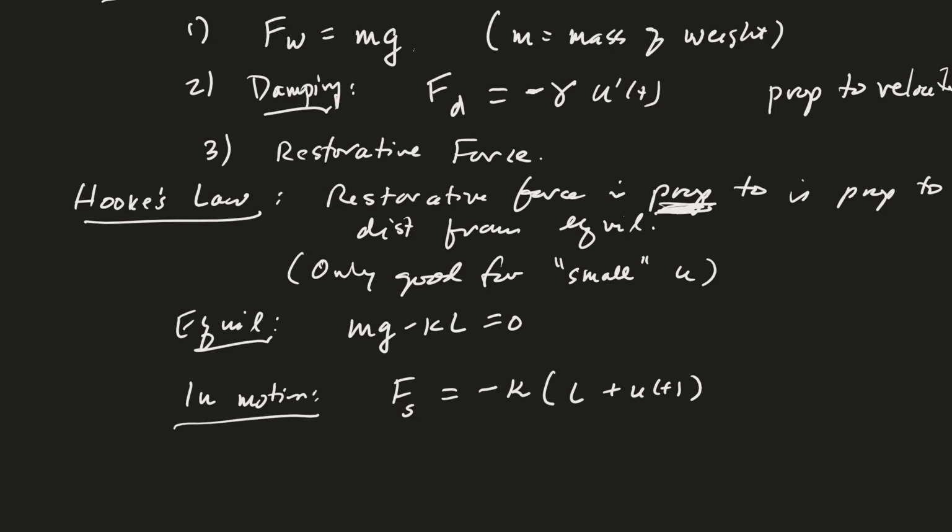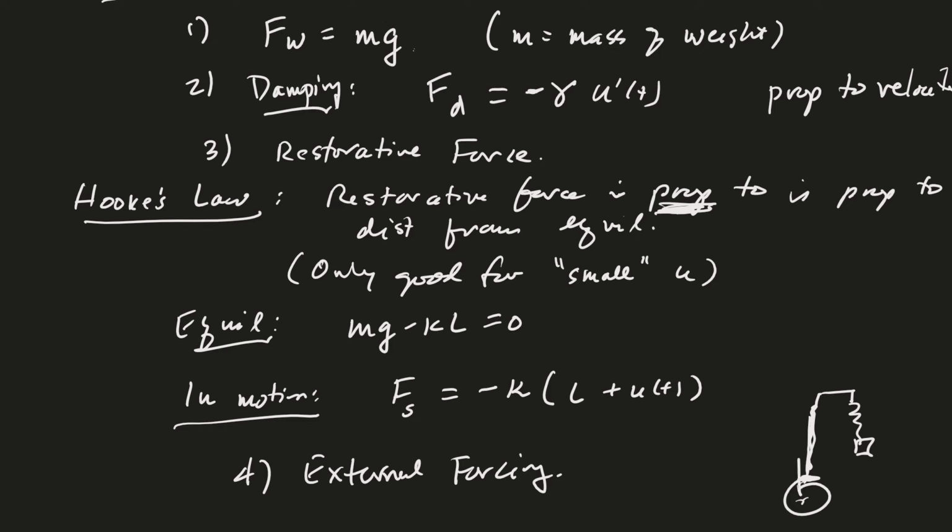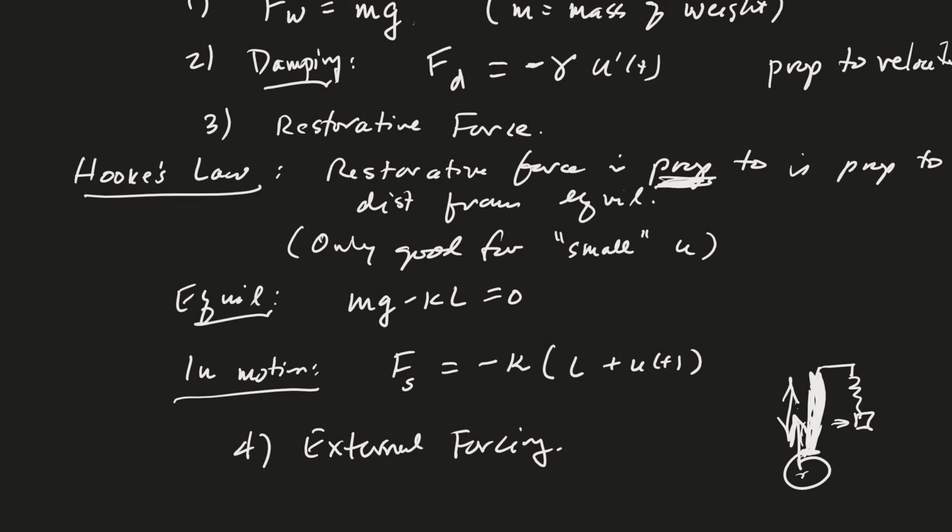Can we put them all together? Oops, I don't have all of my pieces. I'm missing number 4, which is external forcing. For example, you might have something on a piston, and then you might have your spring over here. This engine might be forcing the piston up and down in a periodic way, so your piston is shooting up and down, driving the spring. We'll call our external forcing F of t, capital F of t.